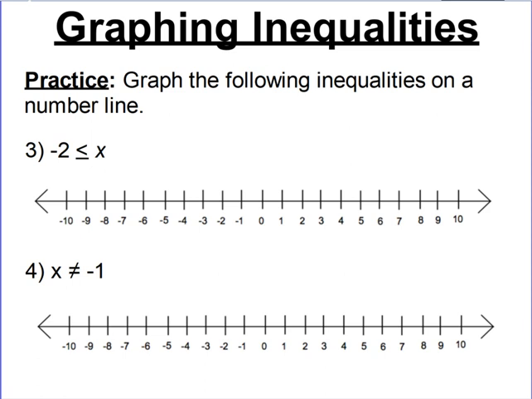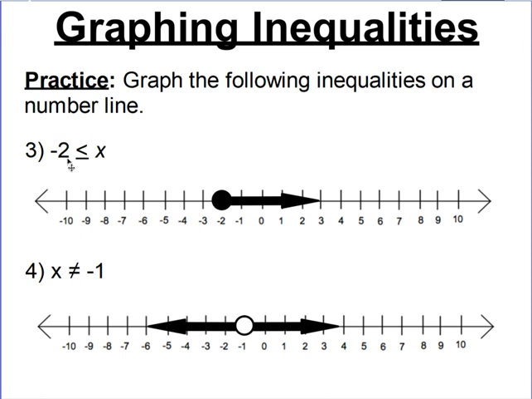Okay, for these two, you follow the same steps. This one says -2 is less than or equal to x. So we're going to put a circle at -2. Because of the symbol, we're going to color in or close the circle to show that -2 is part of the solution set. And now we have to decide which way to put our arrow.